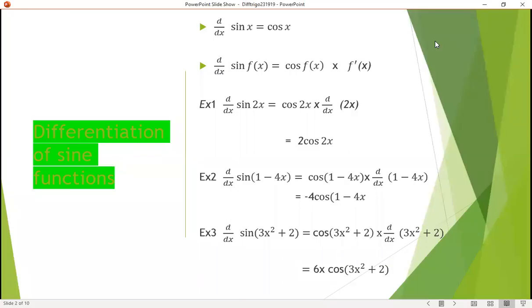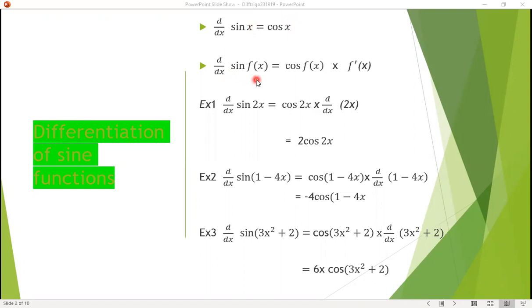So today, pupils, our session will be on differentiation of trigonometrical functions. So let's start with differentiation of sine x. Differentiation of sine x is cos x.